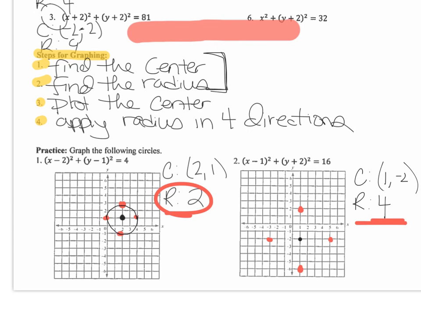I have my 4 dots. I'm now going to try to make a circle. They end up looking like blobs, but that's all right.